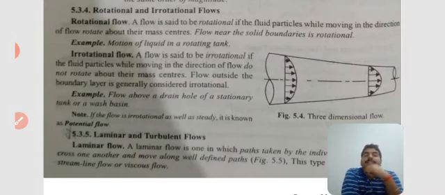But we can see that this type of example is similar to rotational flow, but it is not a rotational flow, it is an irrotational flow, okay.